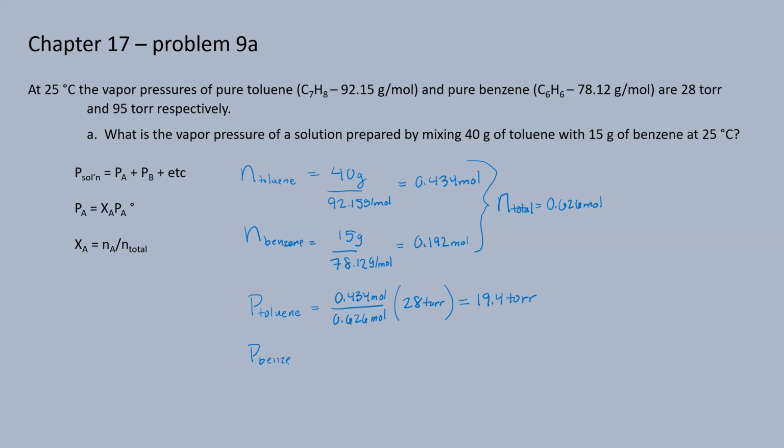For benzene, same thing. We have 0.192 out of 0.626, but its pure vapor pressure was given to be 95 torr. So its new vapor pressure will be 29.1 torr. And so the pressure of the solution is the total, 48.5 torr.